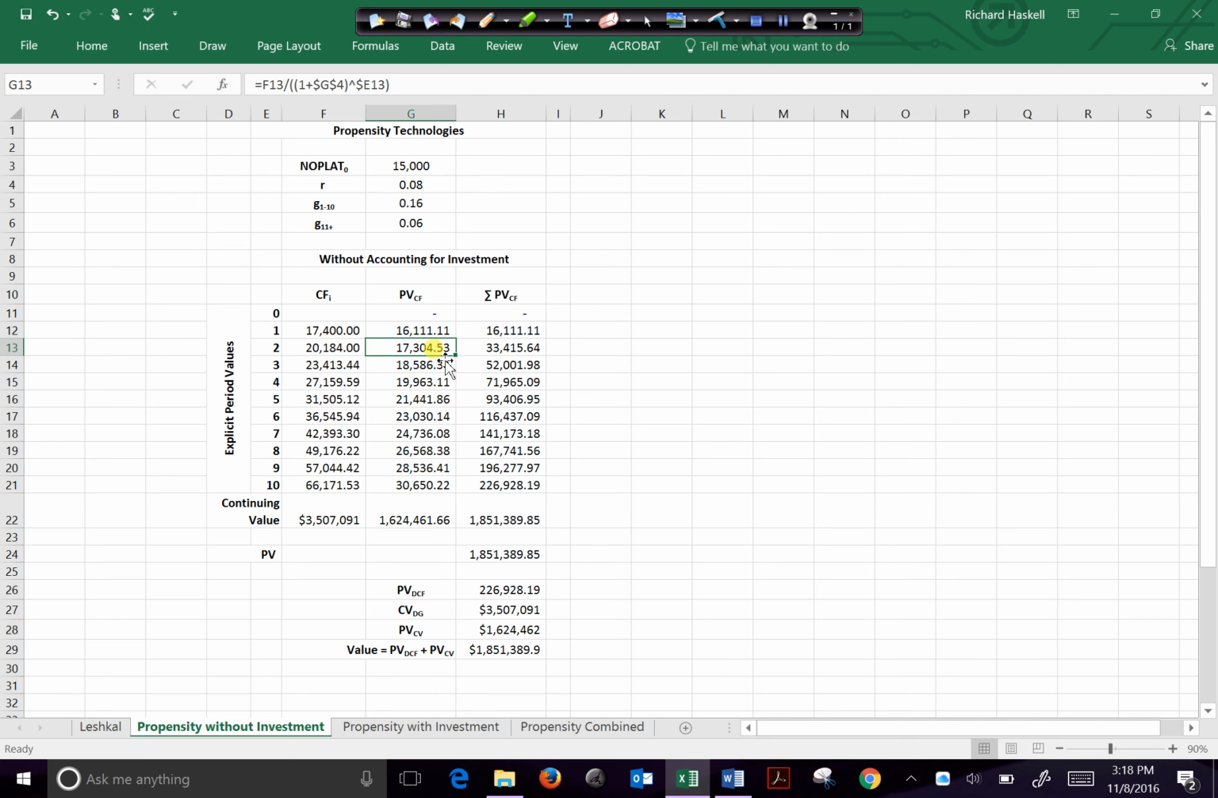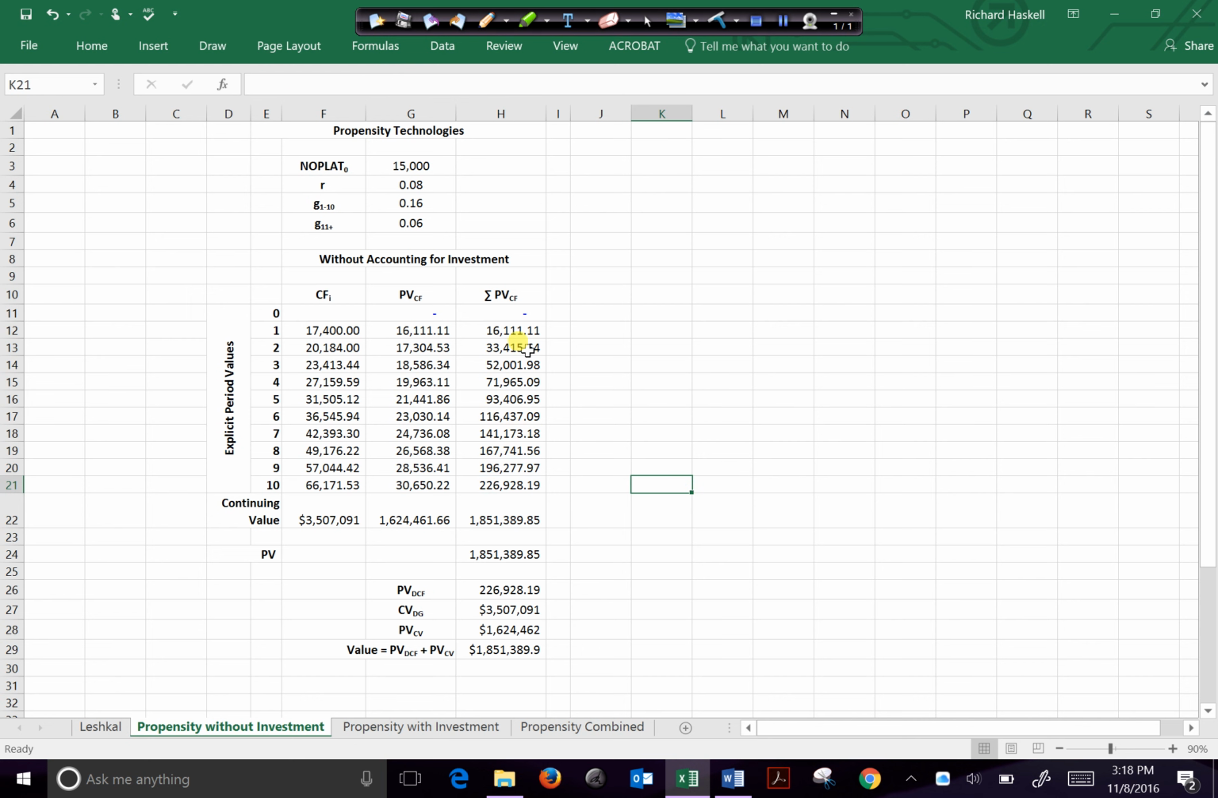And I do the same thing for year 2. I take the new amount and add it to year 1, and I take the amount for year 3 and add it to year 2, for year 4, add it to year 3, and so on, until I get down here having taken the year 10 amount and added it to year 9, and that gives us the value for year 10. Well, that's just the explicit period.